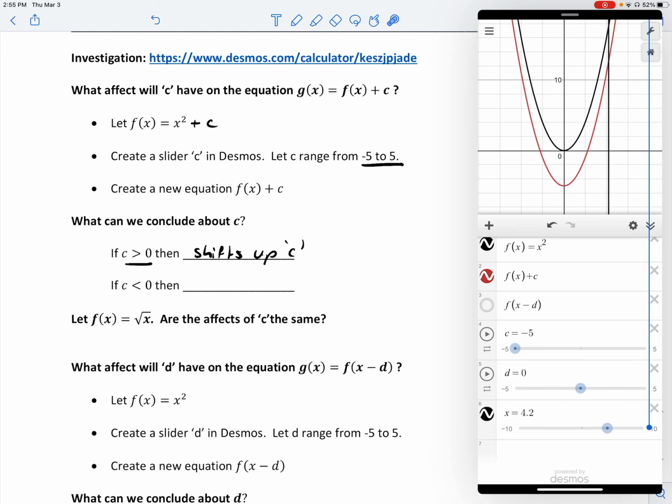Okay. So we'll write in here, if C is less than 0, then it just shifts down C units. Should write the word units after this. We'll put it up there. C units.